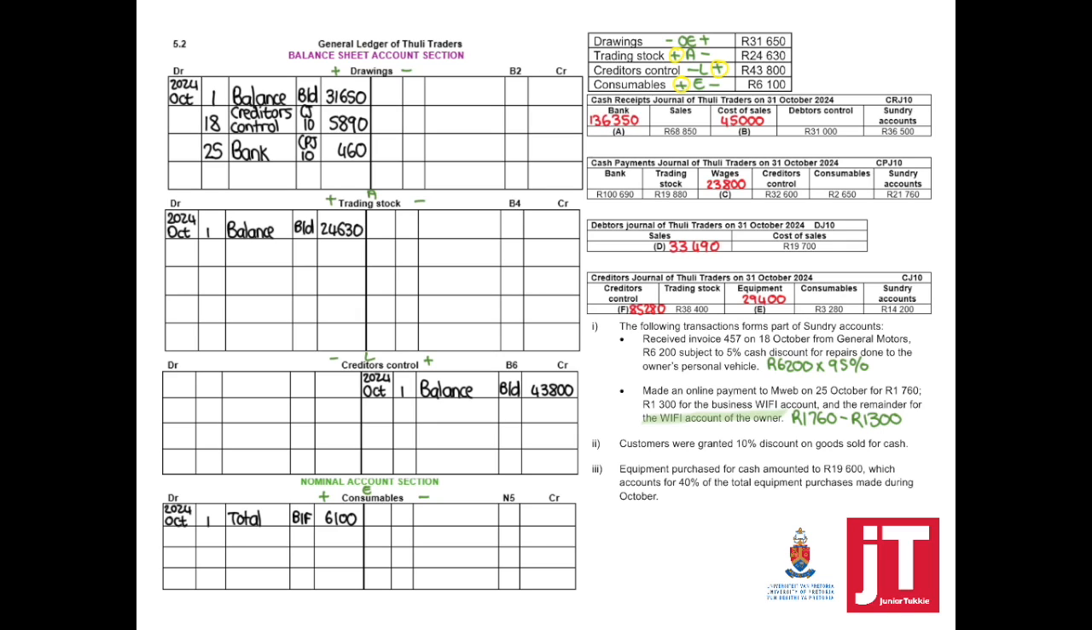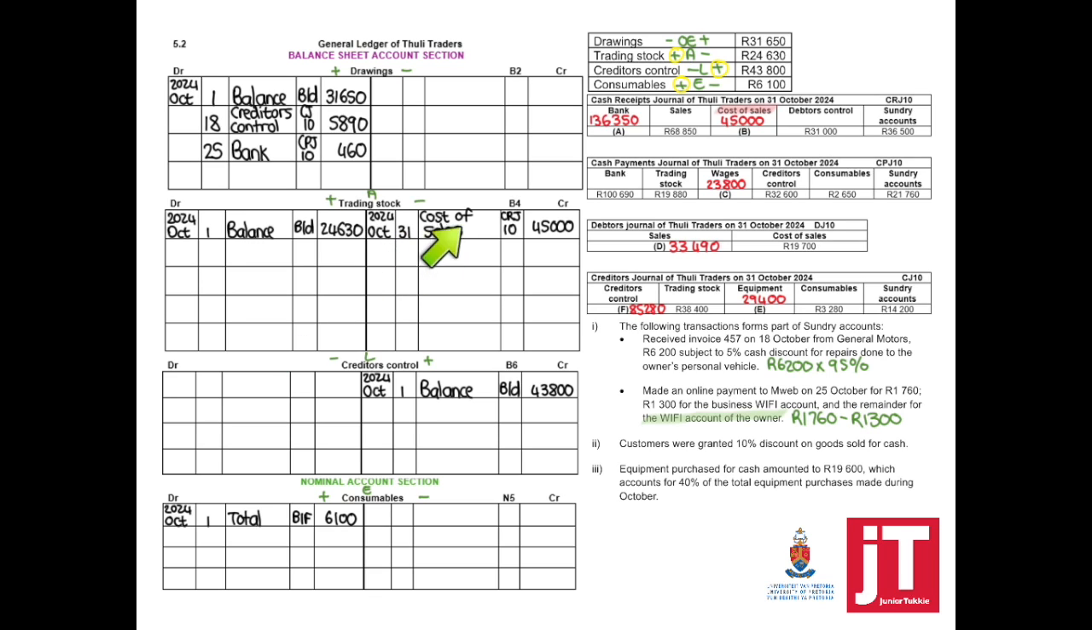Next, we need to look at trading stock, posting from the journals to the trading stock account. So this account is always important to understand. This account will appear in all your journals. And why do I say that? The word trading stock is not written in cash receipts journal or in the debtors journal. But you should know when you see the word cost of sales, it means that trading stock is involved. So from the cash receipts journal, our trading stock is going to decrease with 45,000, and the cost of those goods which we sold is going to be debited cost of sales.